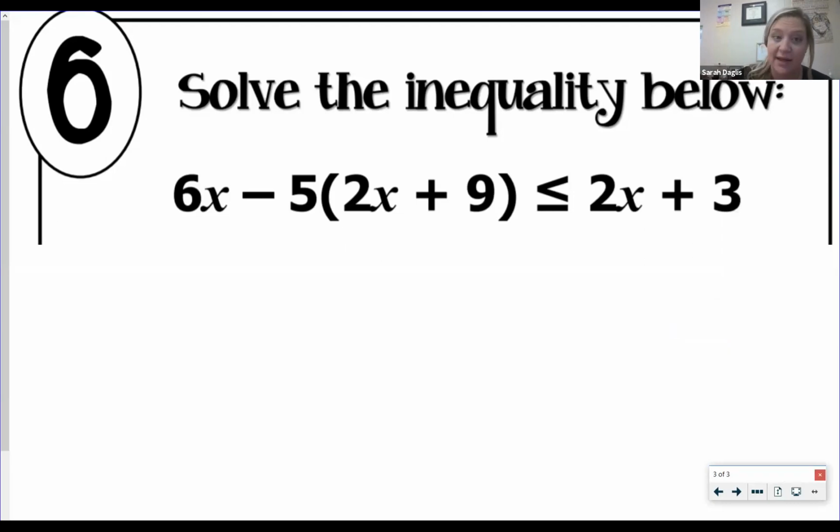I'm going to distribute again. And when I distribute, you're distributing negative 5 to both of these.